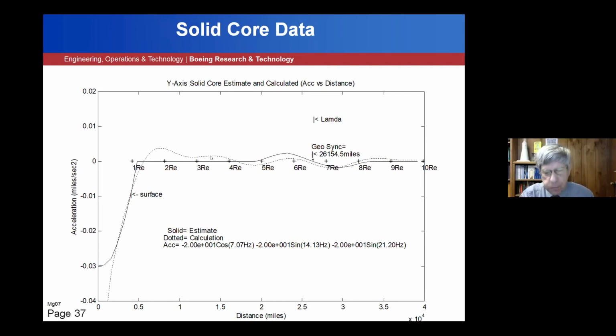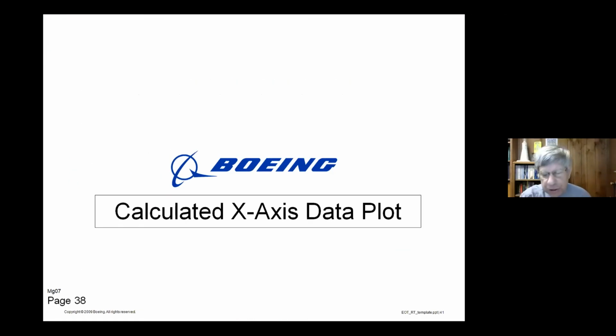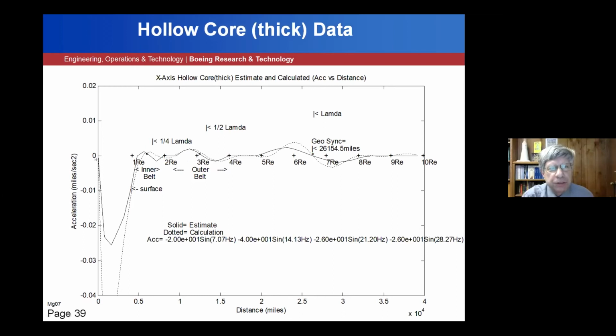So going with the x-axis data, I'll cheat a little bit, and I'm only going to run that one number, which is the hollow core one with the thick crust. So we start with 0 acceleration, goes way negative, comes through the surface marker. It has a birdie at 1/4 lambda and another birdie at the half lambda, and it has a pretty good one lined up at the full lambda. The equation is minus 20 sine 707 hertz, minus 40 sine 14.3, minus 26 sine 21.20, and minus 26 sine 28.27 hertz.